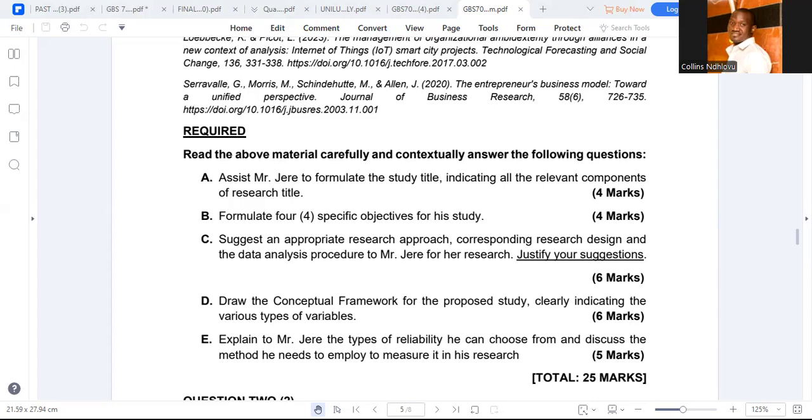We end here. Thank you so much for your time. We've answered what we need. For reliability, we've discussed this over and over. This one you can answer on your own: the types of reliability and the methods of assessment.